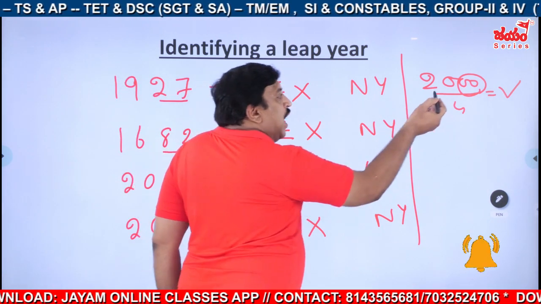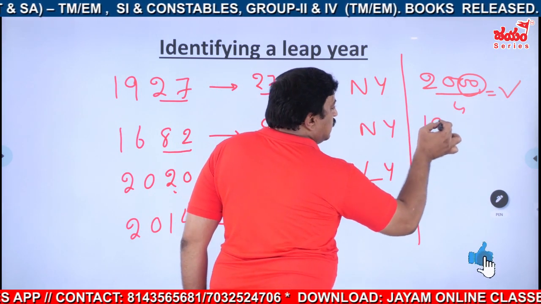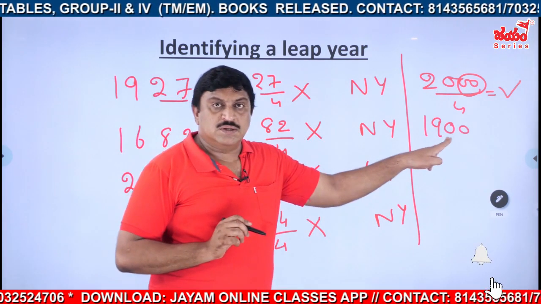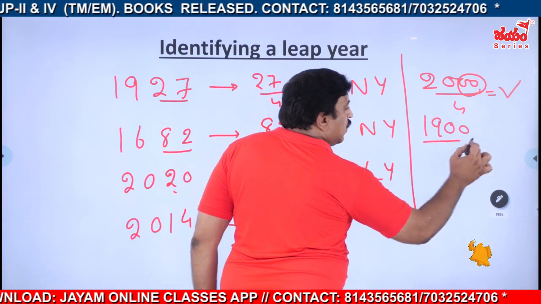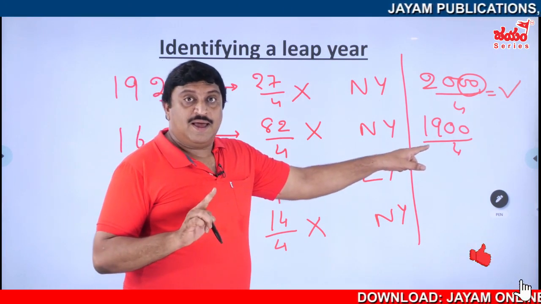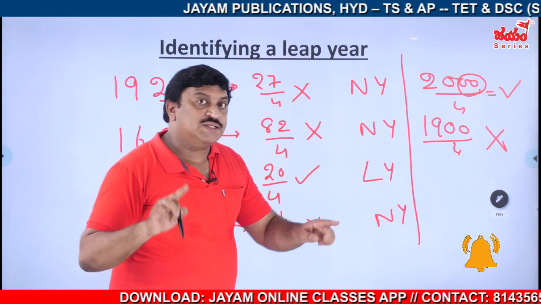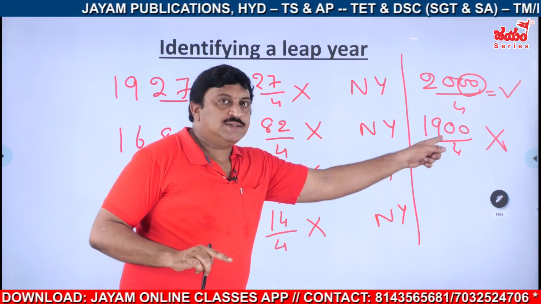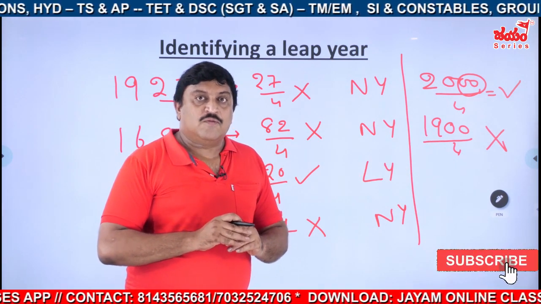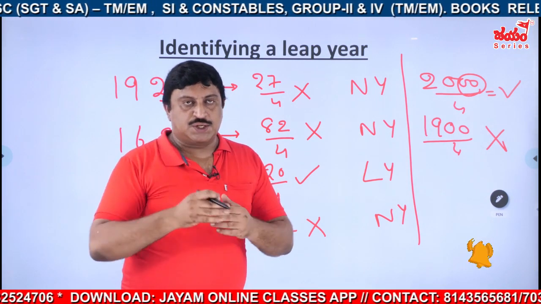Coming to the next question, then we will discuss the condition, right? 1900. 1900 is a year which ends with 2 zeros. It is divisible by 4. It seems it is a leap year, but it is not a leap year. Though it is divisible by 4, it is not a leap year. It is a normal year. Why like that? I'll let you know afterwards, after the discussion.